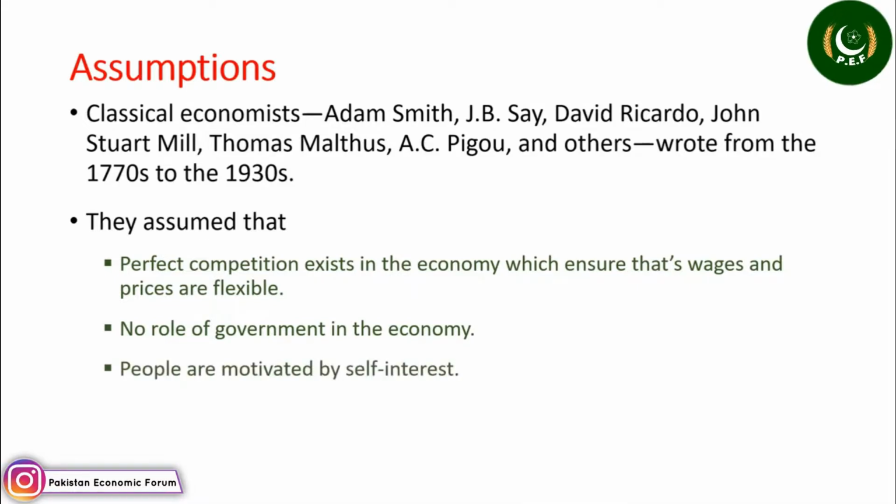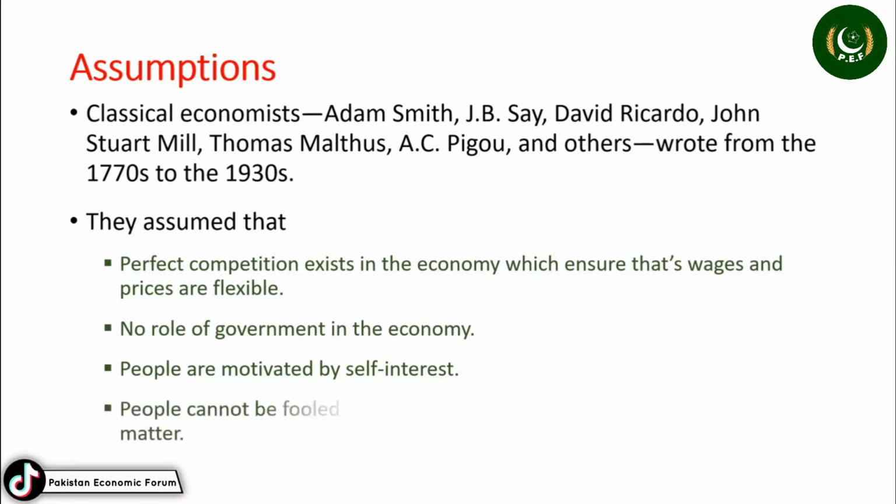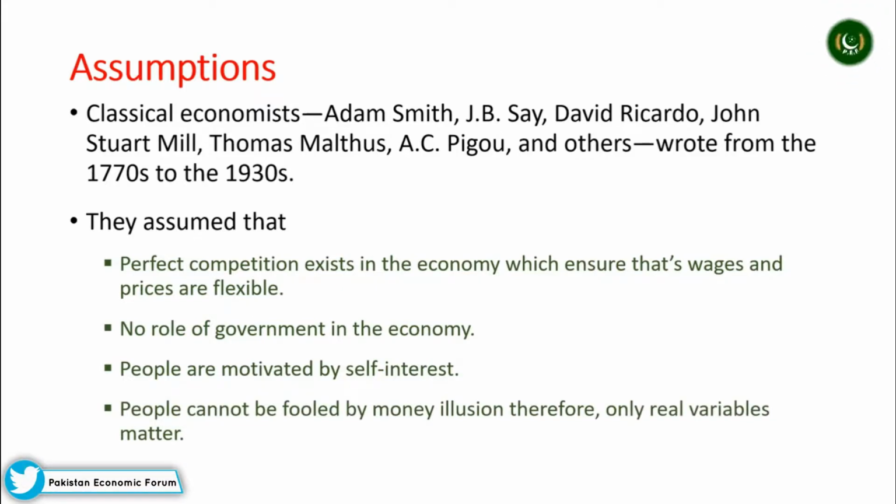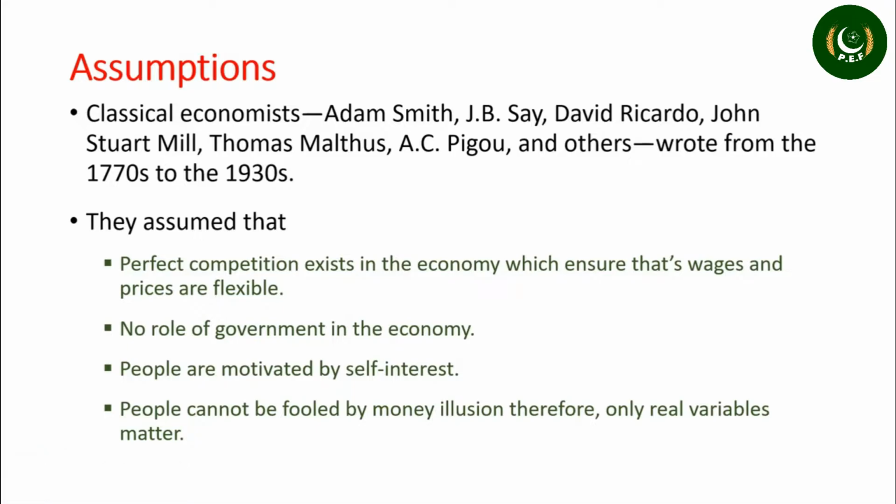People are motivated by self-interest. Therefore, their decisions are based on maximizing their interests fully. That is, consumers maximize utility and producers maximize profits. And lastly, they assumed that people cannot be fooled by money illusion. Therefore, only real variables, that is, real income, real wages, real output level, employment level, etc., matter.